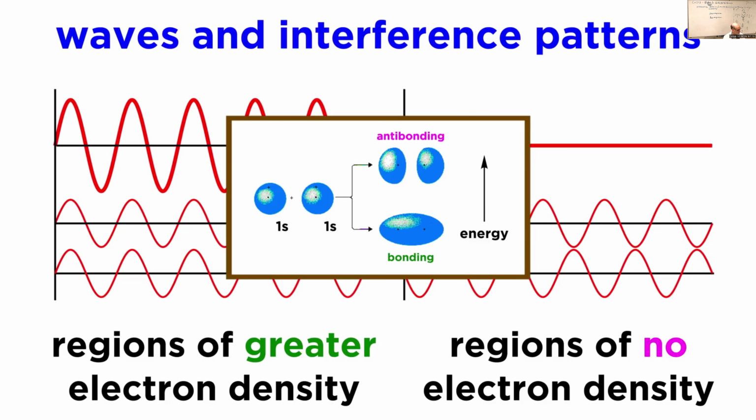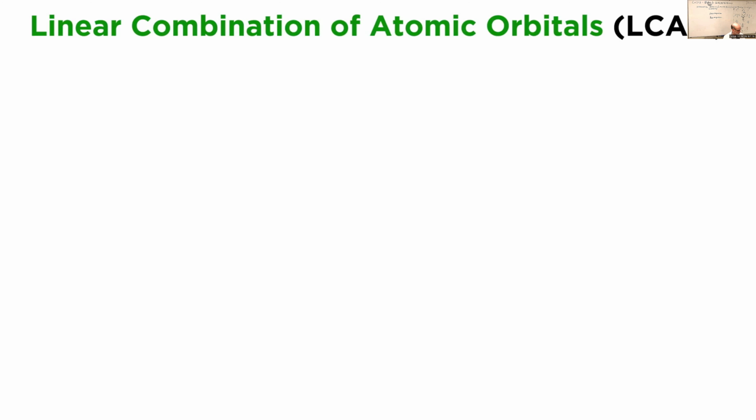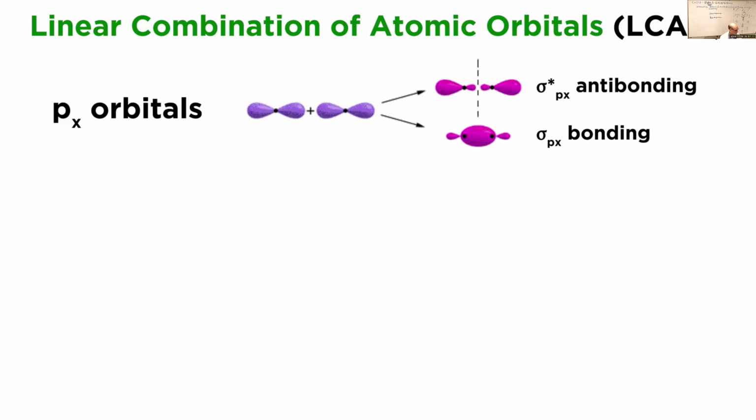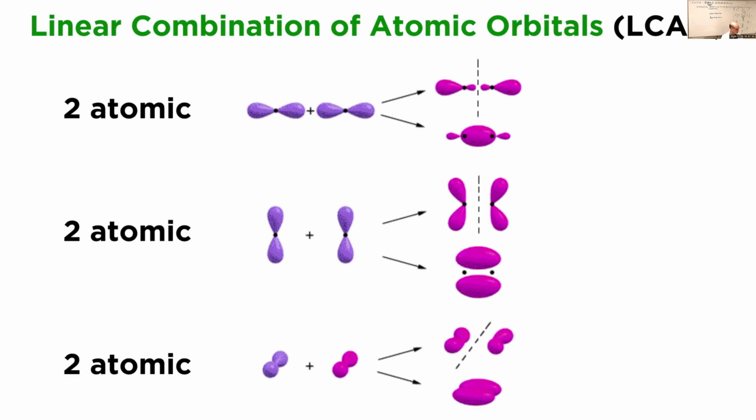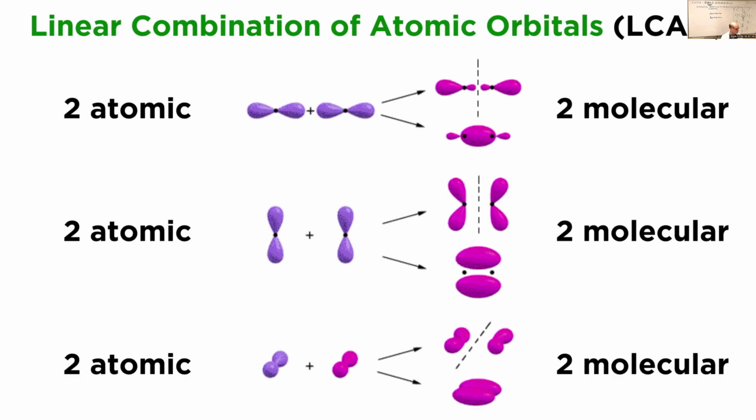orbitals. We can do the same thing with p orbitals, utilizing direct overlap, which will yield sigma px and sigma px star molecular orbitals, or lateral overlap, yielding pi and pi star molecular orbitals from the overlap of py and pz atomic orbitals. Orbital number is always conserved, which is why the linear combination of 2 atomic orbitals will always result in 2 molecular orbitals, one bonding and the other anti-bonding.